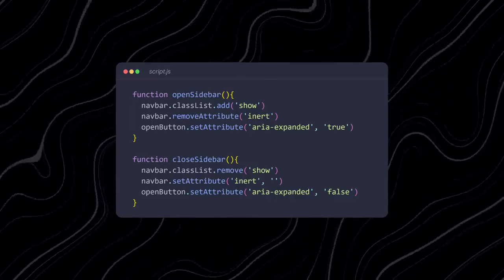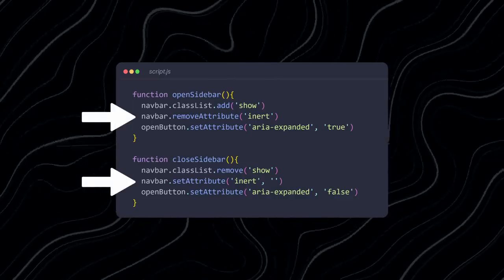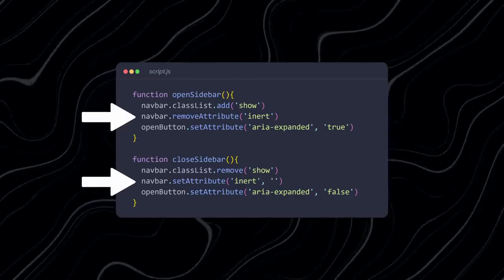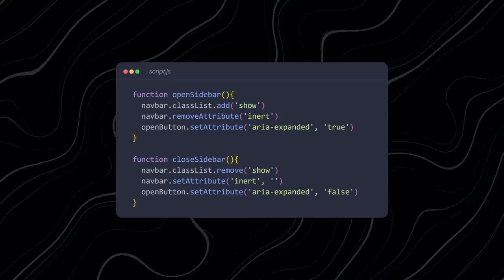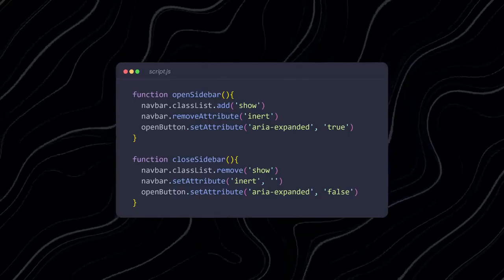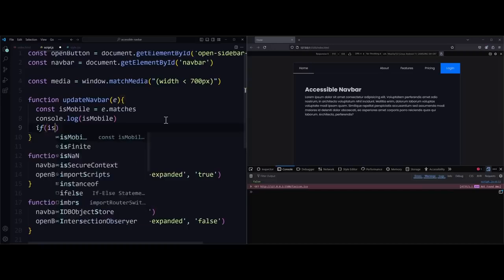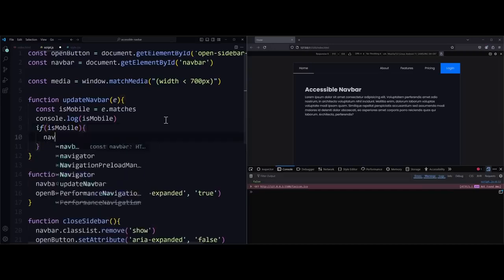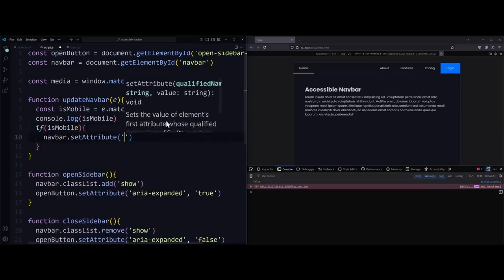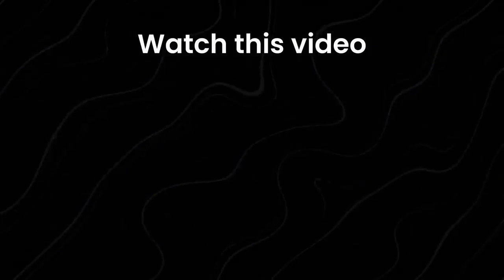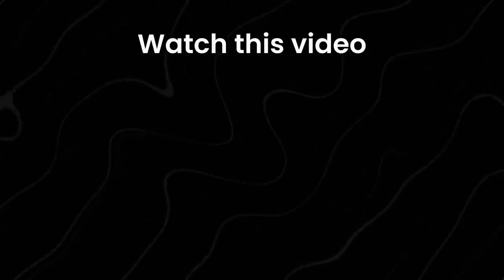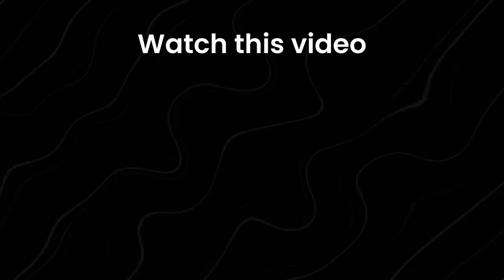In your JavaScript logic, make sure to add or remove the inert attribute whenever you hide or show the element. This is a more advanced technique, and making a fully responsive and accessible hamburger menu requires additional logic, which is why we dedicated an entire video to it. So if you want to learn more about this, then watch this video right here. There I explain how to build a fully responsive and accessible navbar step by step.